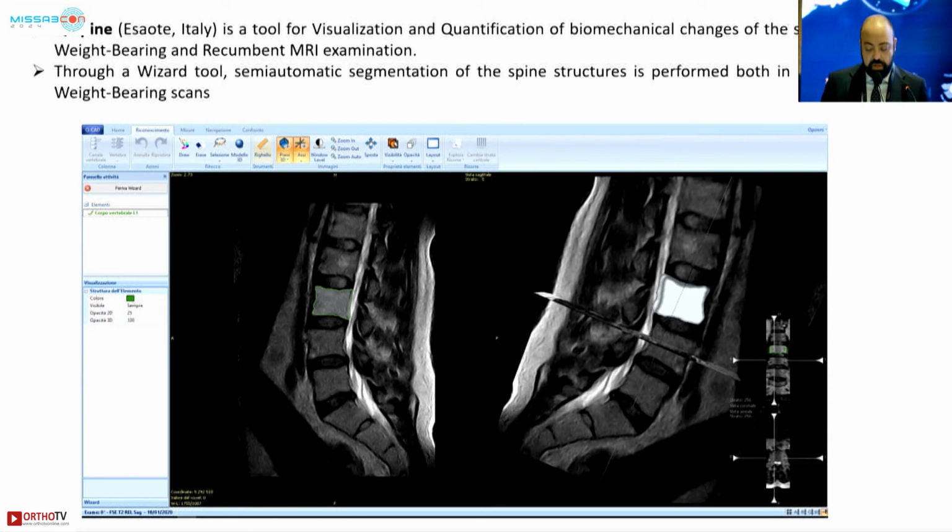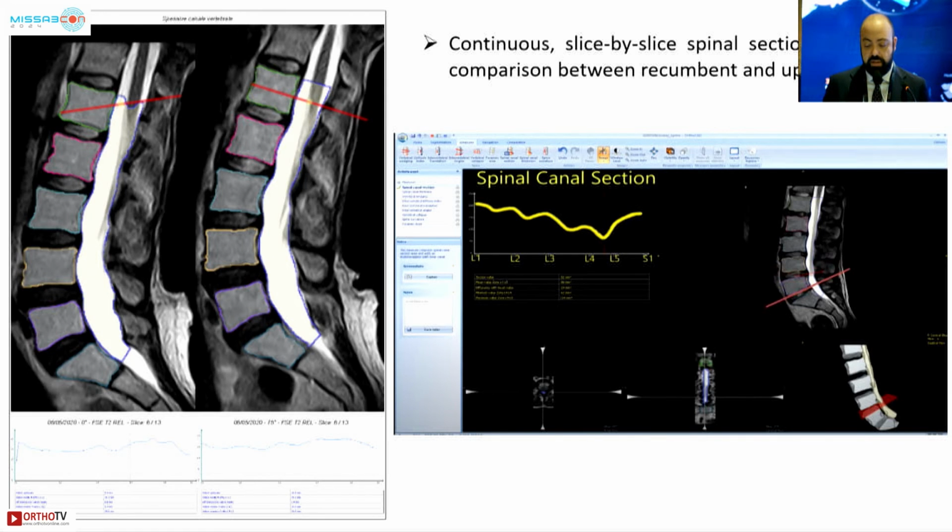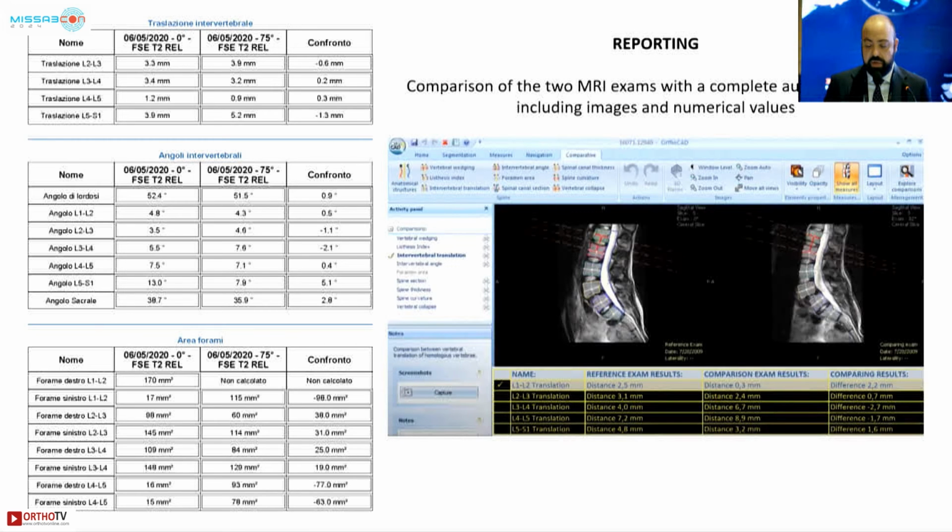Dr. Majan showed Q-Spine, which is a tool for visualization and quantification of the biomechanical changes of the spine with MRI imaging in supine and standing position, with automatic measurement and segmentation of several spine parameters, including several quantitative measurements and also the measurement of the spinal canal section, together with automatic reporting and comparison with different examinations.